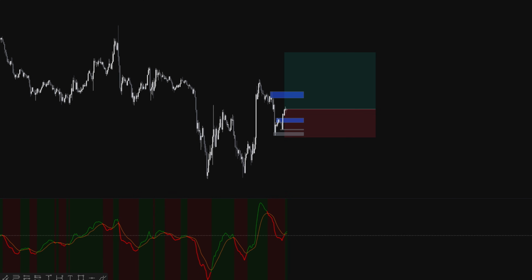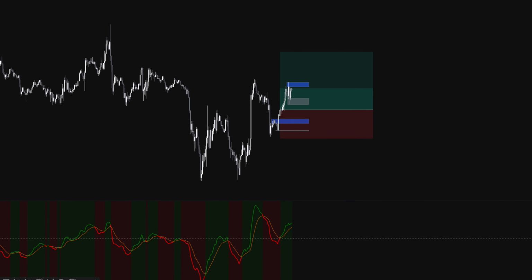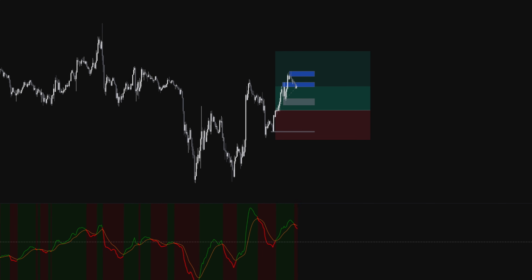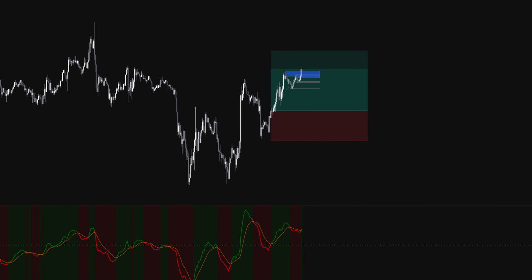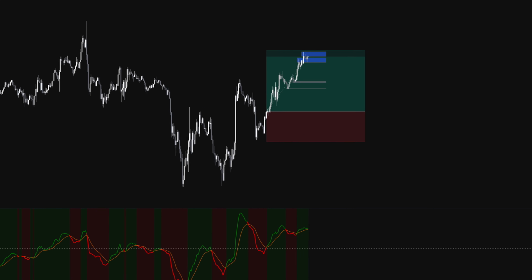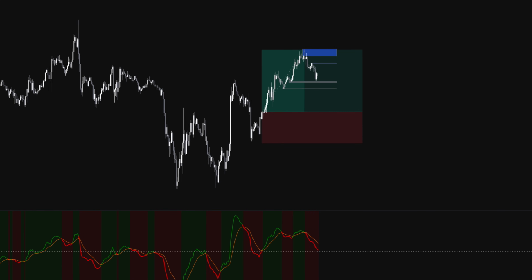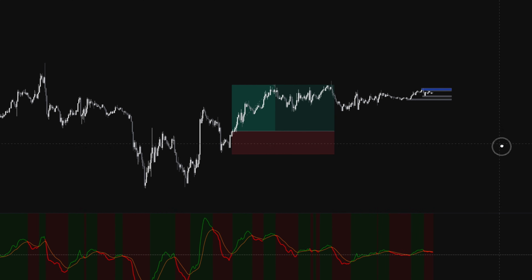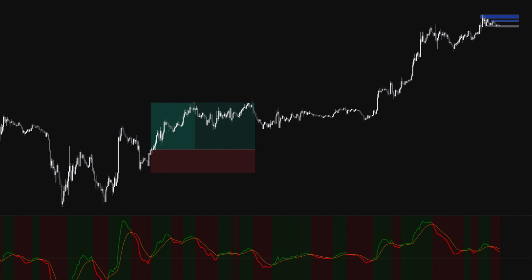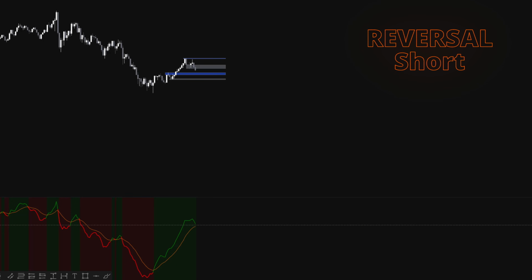As I mentioned earlier, this is just one of several ways to manage risk. There's no single right or wrong way to do this. In this example, price reached our target without any issues. Now let's flip this for a short reversal setup.